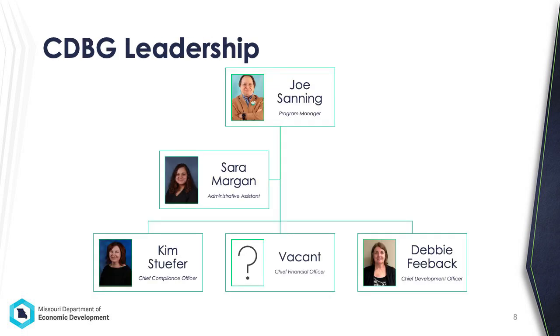Before we move on, let's take a brief moment to go over the CDBG organizational chart so that you know who to reach out to for various items. We're a team of 18 led by Program Manager Joe Sanning and our CDBG officers Kim Stiefer and Debbie Feeback. We also have our lovely administrative assistant Sarah Margan, who provides essential support to our team to ensure everything operates smoothly.